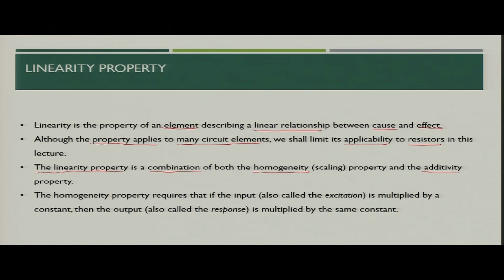Now, what is homogeneity? Homogeneity is the property which requires that if the input, or you can say the excitation of the network, is multiplied by a constant, then the output is also multiplied by the same constant. That means your excitation and the response will have homogeneity: if you scale up a particular voltage input by a constant k, the output effect, that may be the voltage across a particular element or current flowing through that element, will also be multiplied by the same constant k.